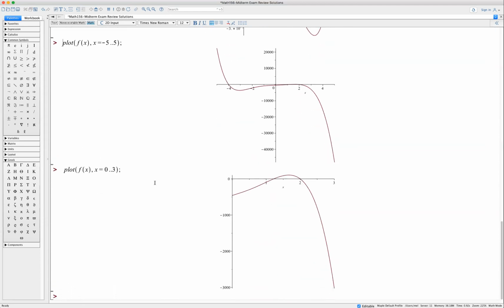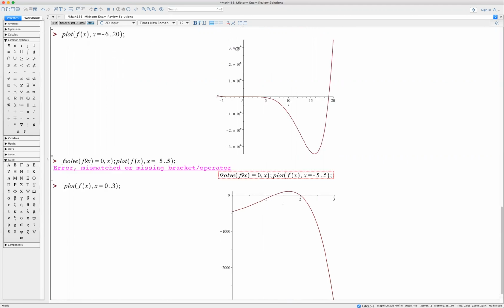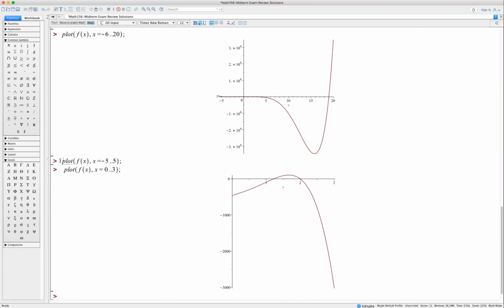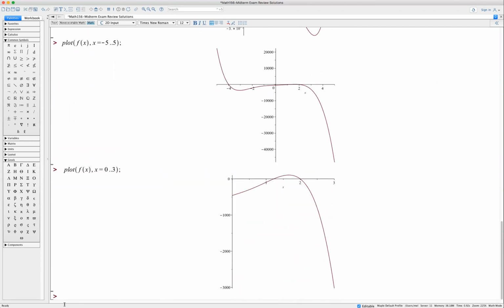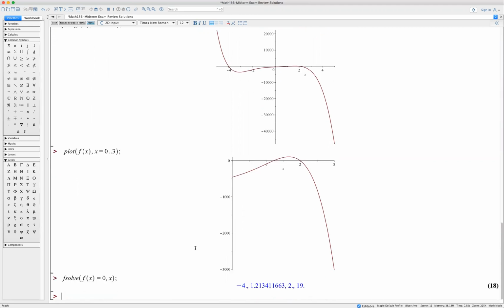No, but we want to solve the equation. fsolve f of x equals 0 for x. Oops. Shouldn't even have been there. fsolve f of x equals 0 for x. So this gives us 1, 2, 3, 4 solutions.